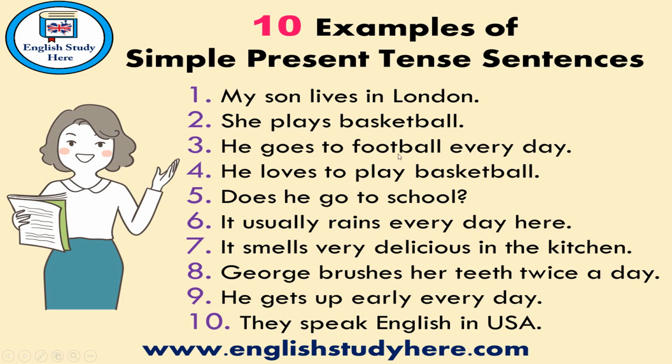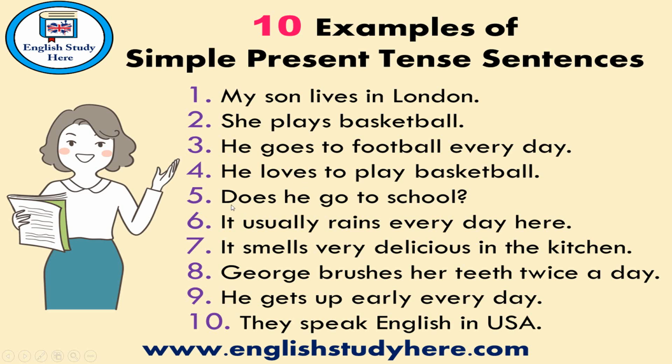He goes to football every day. Suppose, children, it is they. Then we will write they go. But he goes, she goes, Ram goes, Sham goes, Rita goes, okay? But when it is plural, it will go. They go, we go, Ram and Sham go, the students go. Number 4, he loves to play basketball. Again, children, he is singular, so we have used loves.